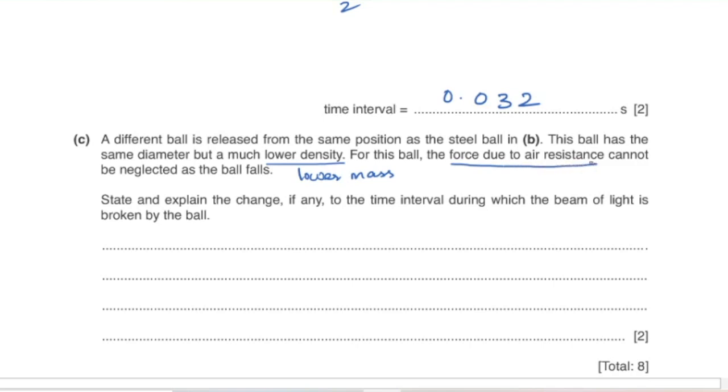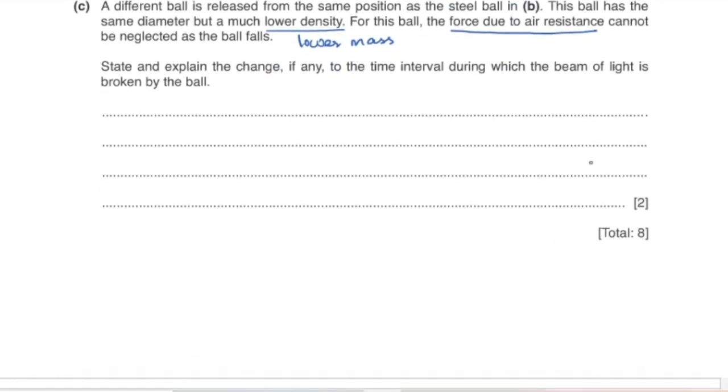Now we need to state and explain the change which is going to occur to the time interval during which the beam of light is broken by the ball. So I should write that when density decreases, force of air resistance cannot be neglected because now its mass is much lower. Mass of ball is much lower than that of steel ball in part 1.